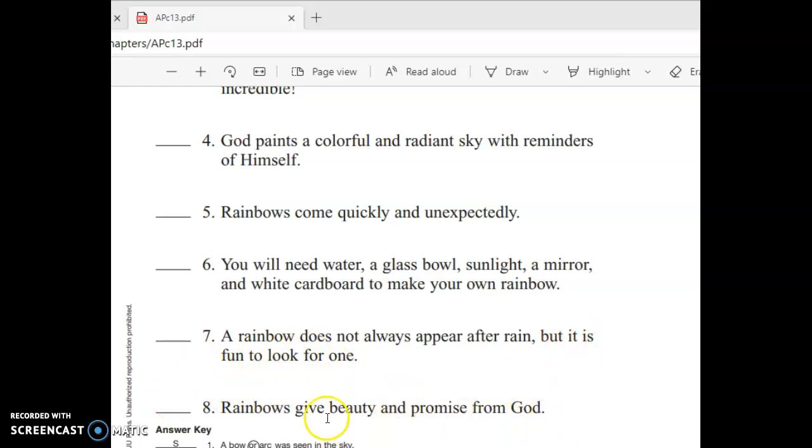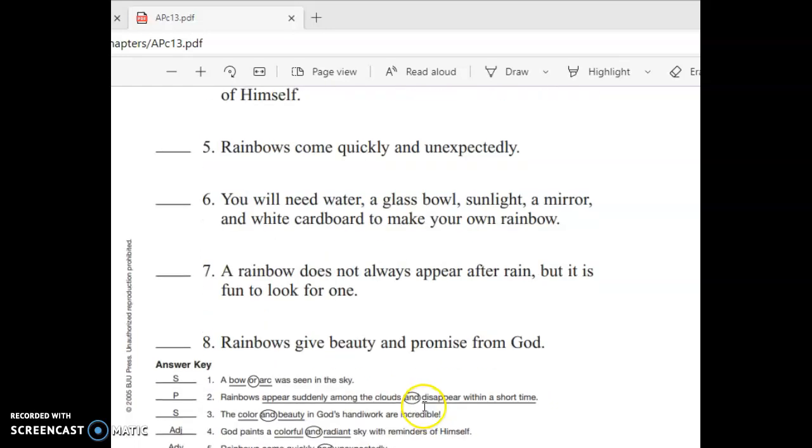Last example: rainbows give beauty and promise from God. All right, can you tell me what your conjunction is in this sentence? And what is it joining? Okay, again, you answered and is your conjunction and that it is joining direct objects. You are correct, because beauty and promise are the direct objects receiving the action of being given by the rainbow.